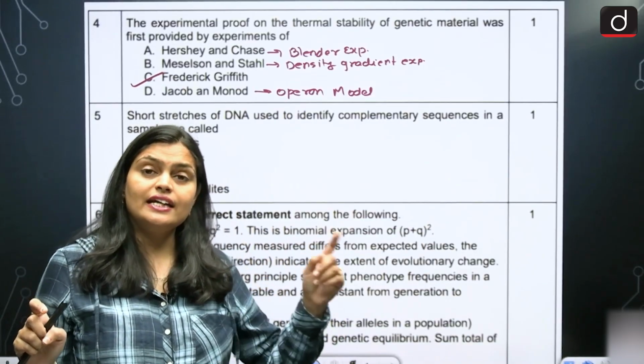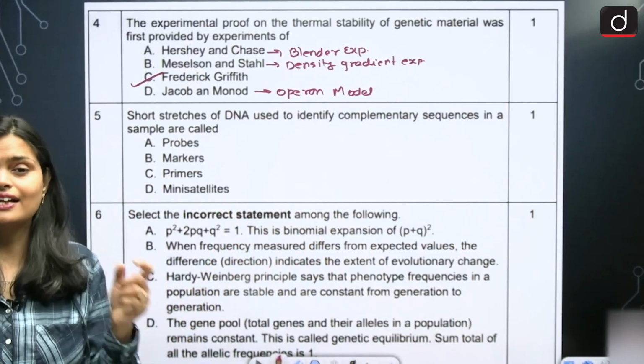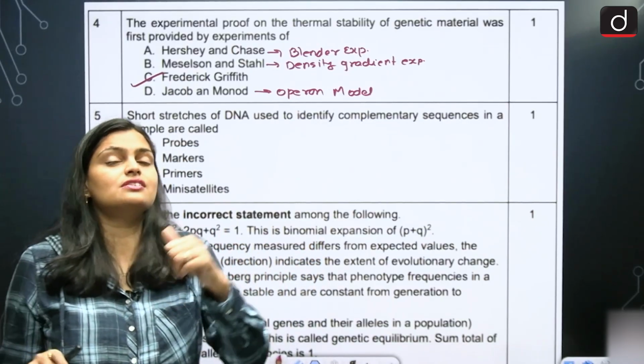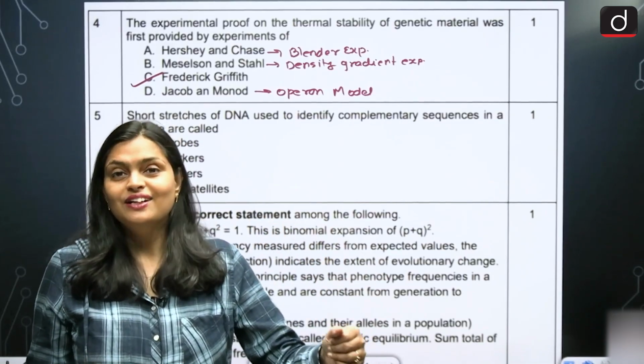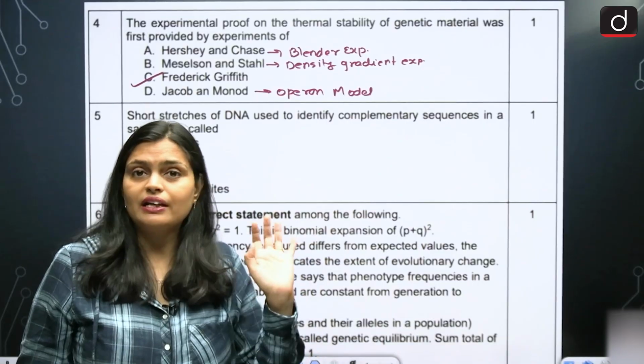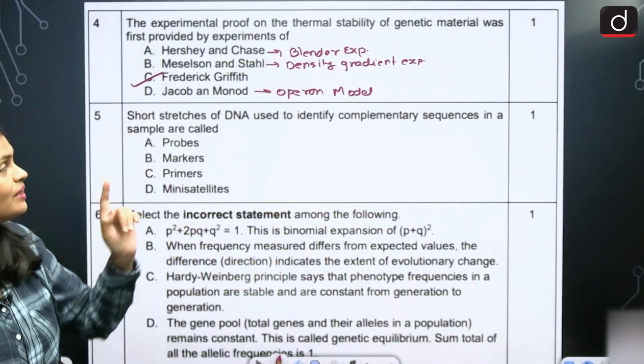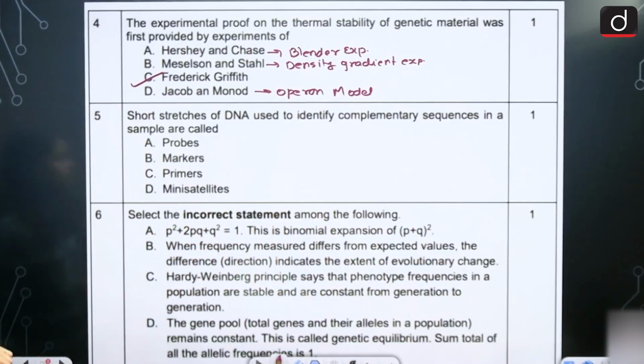S strain genetic material enters into the R strain, and that live R strain causes mouse death. So even at high temperature the genetic material will be safe. So that is the stability, proved by Griffith.